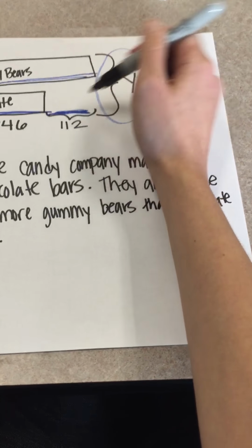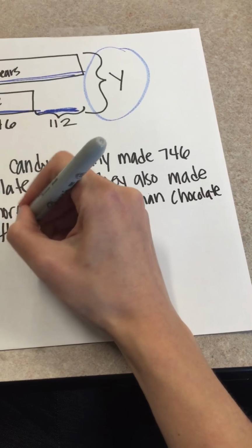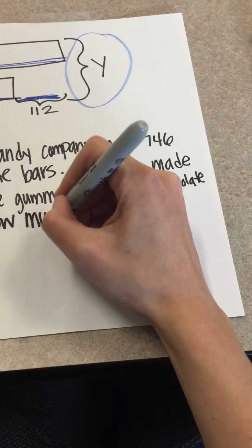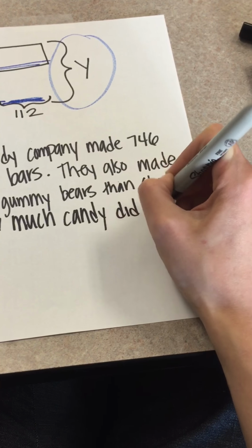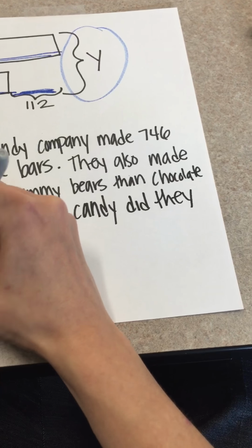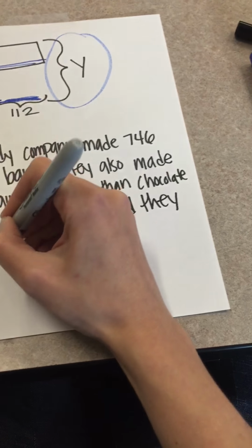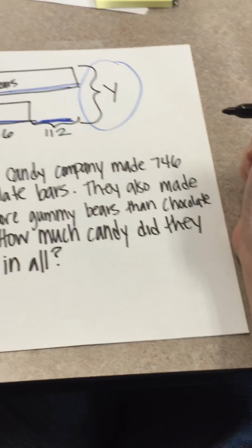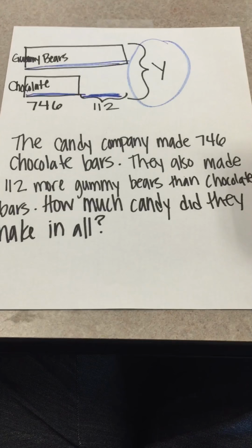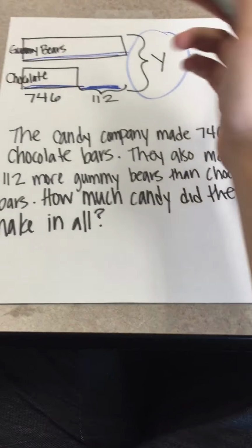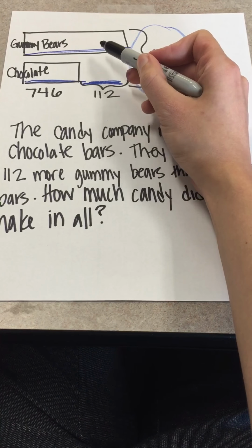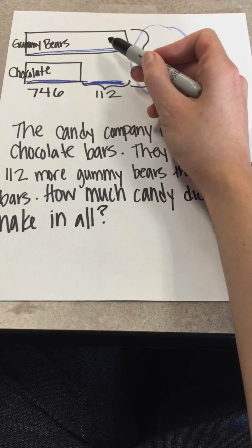So this is telling me how many are in all. How much candy did they make in all? So now I have to think of my steps in order to solve this problem. So the first thing I'm going to do is, I can't solve for y yet because I don't know how many gummy bears there were. So I'm going to solve for the gummy bears.